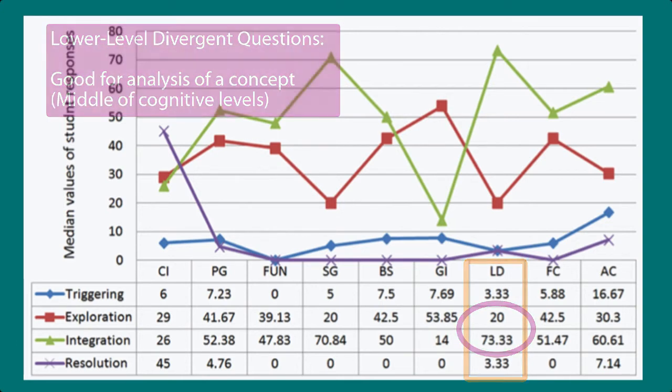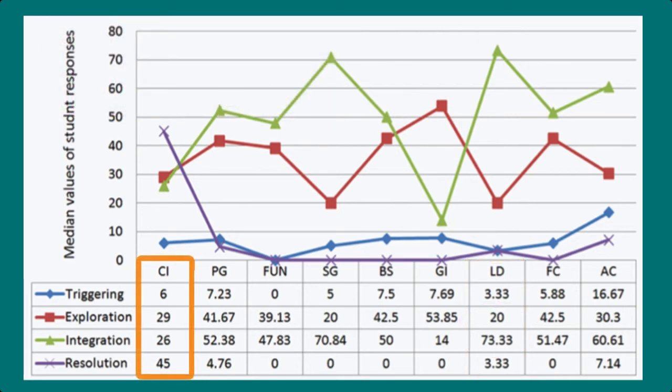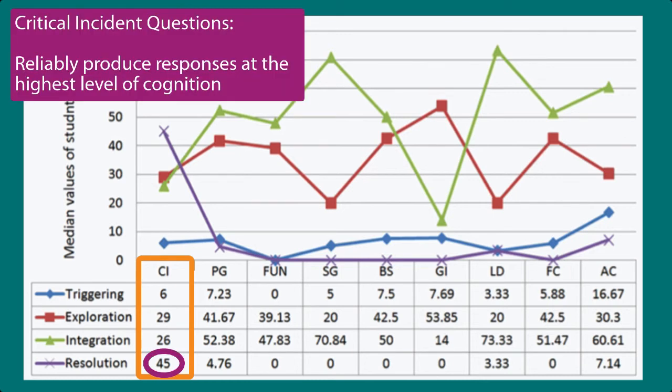Now, we'll look at critical incident questions. You'll see that they are the only question type to get a high rate of answers in the resolution phase. In other words, critical incident questions reliably produce responses at the highest level of cognition.